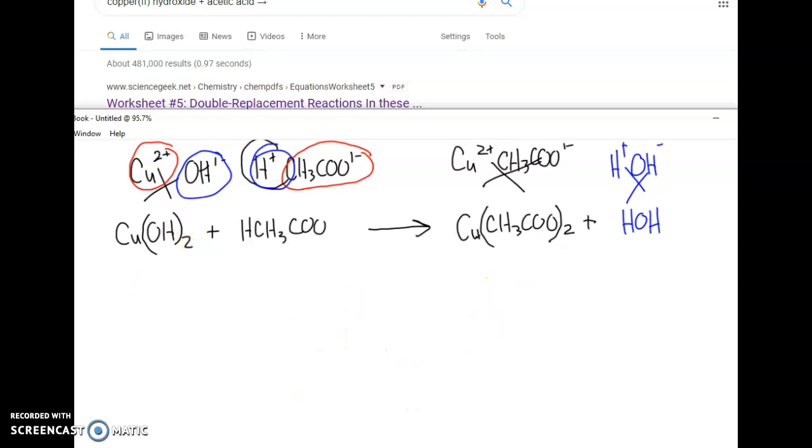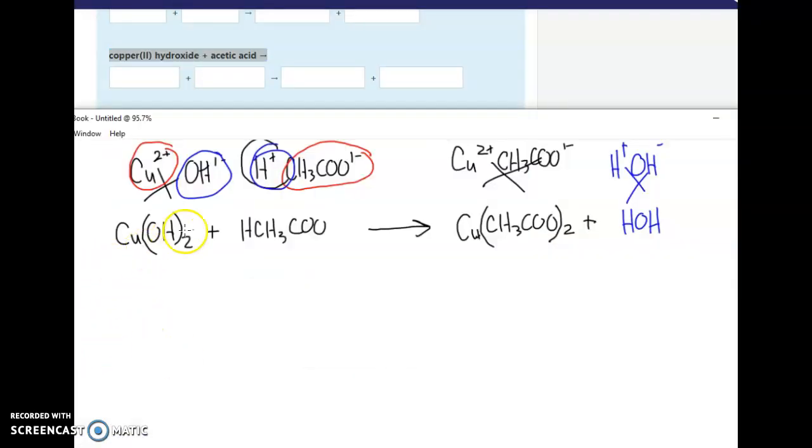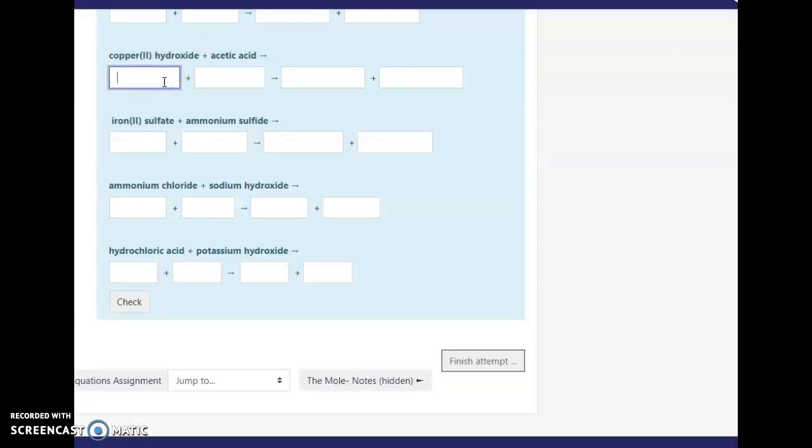So, in Moodle, we're going to put this up there. CuOH2 HCH3COO. It's supposed to be a U. That's not supposed to be that. It's supposed to be that. Okay. I erased too many things.